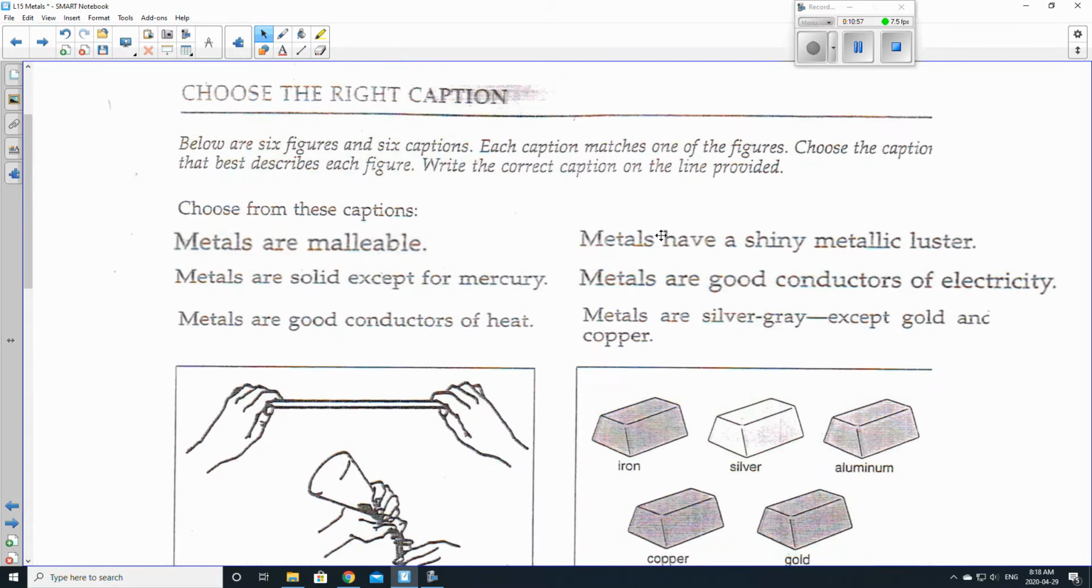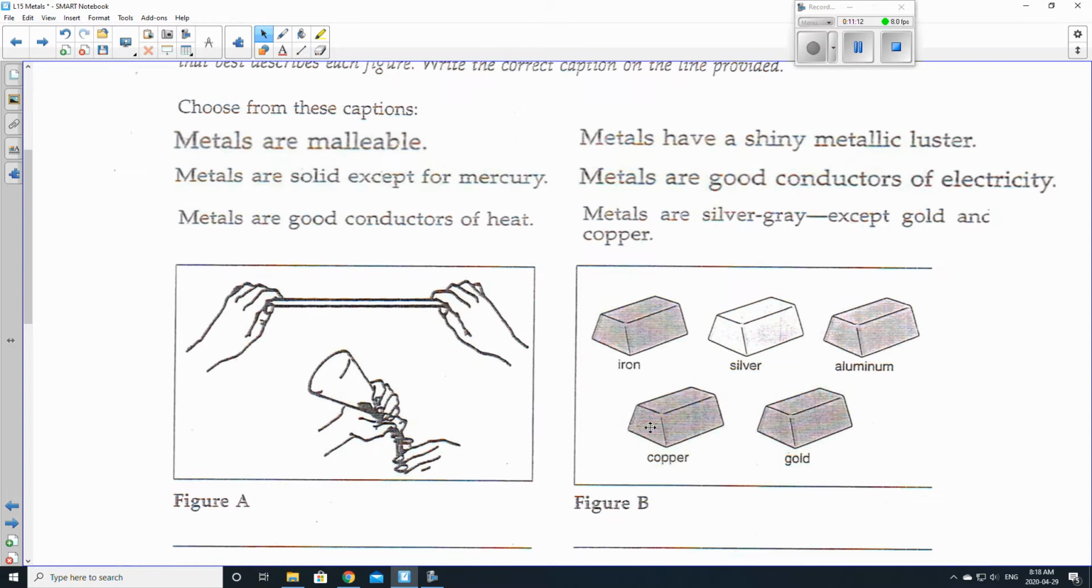I'm going to use these captions. These are actually questions on the quizzes assignment, but some of these are a little bit confusing, so we're going to go through them and practice them together first. So we have a bunch of different captions here. Let's just take a look at these.